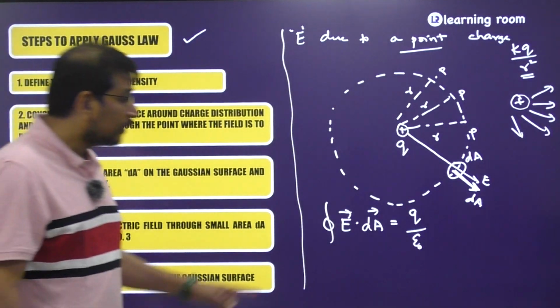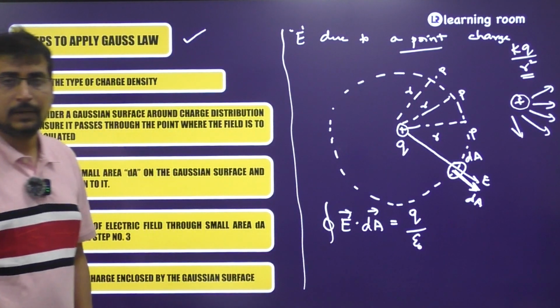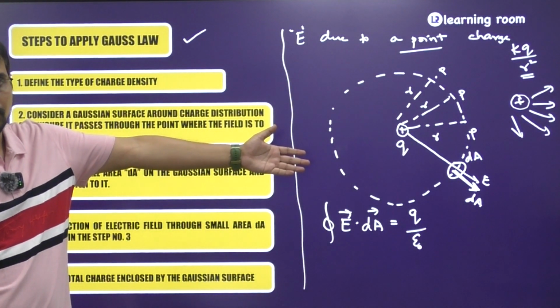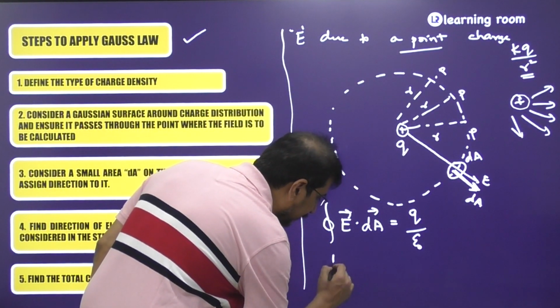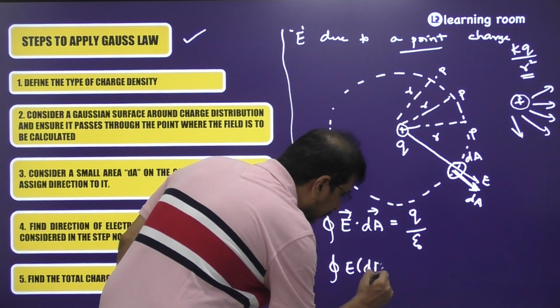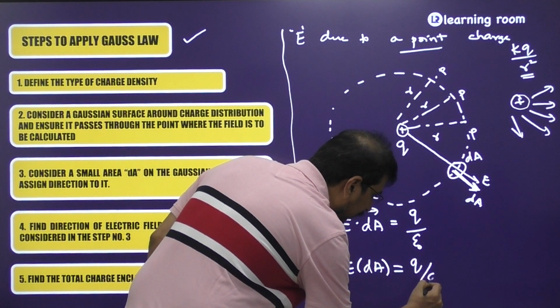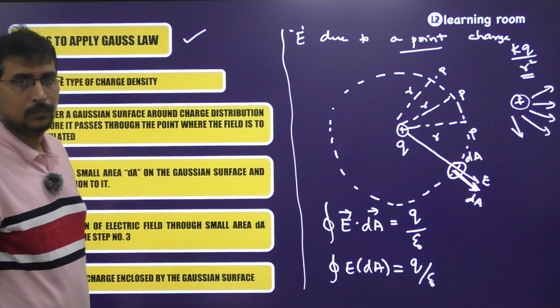What is the angle between E vector and dA vector? 0, right? When it is going to be 0, then can I write this as E into dA is equal to Q divided by epsilon naught, right?